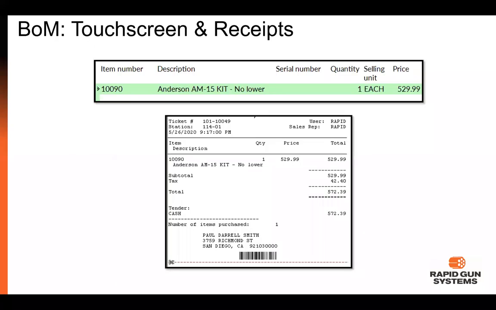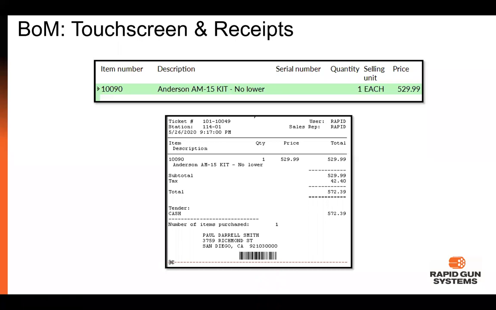So looking at this, we'll see that there is just one line item for the Anderson AM15 kit. Now, if you were selling this with a lower, this would be the time to add that to the ticket with the serial number. You'll have the customer information on the ticket. Otherwise, it would just be this kit, and you can see on the receipt, all we see is the one line item, which is our finished product. Good.